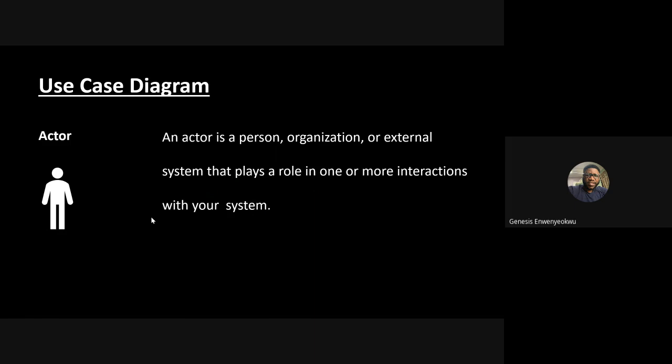It could even be an external system. For instance, if we say the e-voting system will be integrated to another system that will enable you to share information or send information to that system or receive information from that system. In such instances, we consider that person or that organization or that external system that has a role to play in our system, which is the e-voting, to be an actor. This is basically a description of who an actor is in the context of UML use case diagrams.